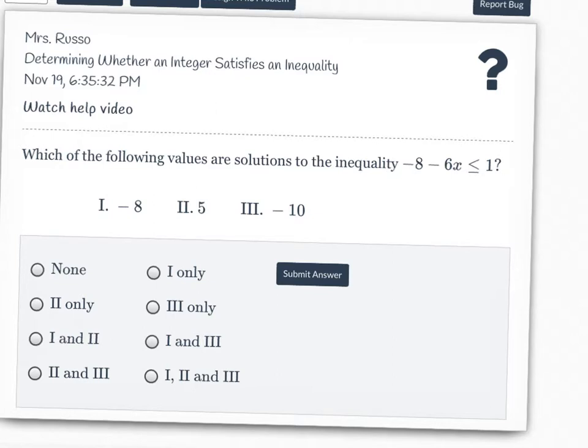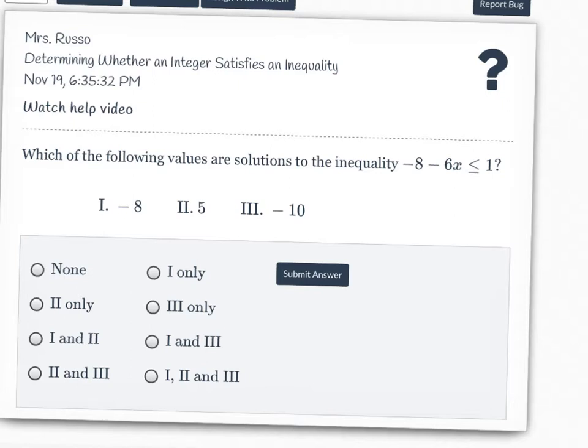So now I'm going to do the same thing. I'll just try the next number. So let's try it with 5, instead of that negative 8. Is 5 in the solution set? Now let's see, negative 8 minus 6 times 5, which is 30. Is that less than or equal to 1? Yes, it is. That's negative 38. That's less than 1. So 2, yes, is at least one of the solutions.